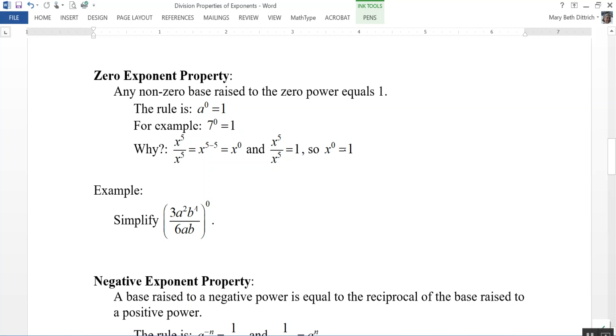So here's our example. 3a squared b to the fourth divided by 6ab, whole thing raised to the 0 power. Since the whole thing is raised to the 0 power, that's just equal to 1. One of my favorite properties.